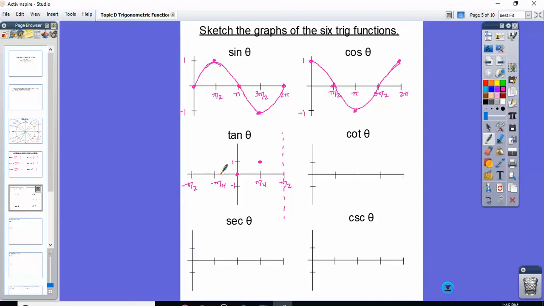-pi over 4, it's like in quadrant 4, so tangent is -1. -pi over 2 is the same as 3 pi over 2. That's another vertical asymptote. So our graph looks like this.